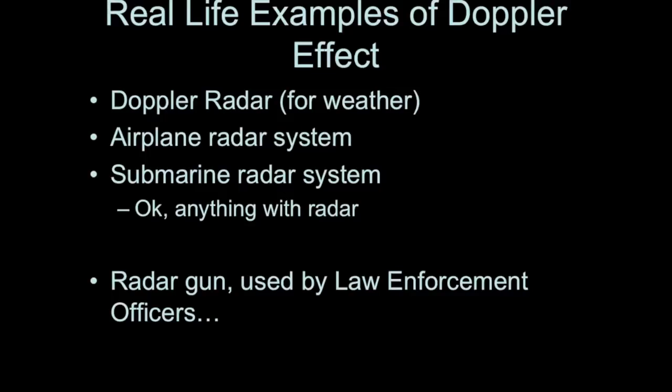Even radar guns used by police officers, state troopers for example, utilize the Doppler shift of light to detect the speed of moving cars. And this only works if the cars are moving towards or away from the person with the radar gun, but it's also a very accurate way of determining speed. Today, I'll tell you about how you can do that.